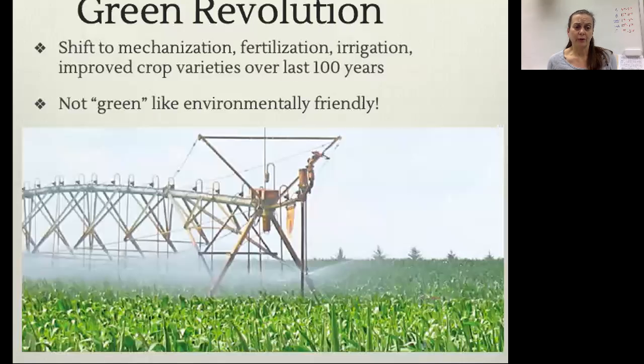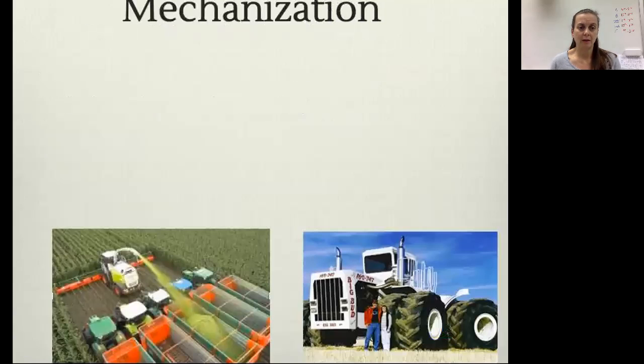Okay, so the Green Revolution is this shift to mechanized farming, using fertilization, using irrigation, and using improved crop varieties over the last 100 years. It is not green in the sense of environmentally friendly. So first piece is mechanization. So this is talking about using large tractors and combines and trucks and harvesters.